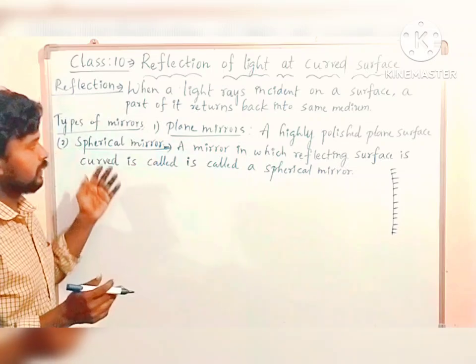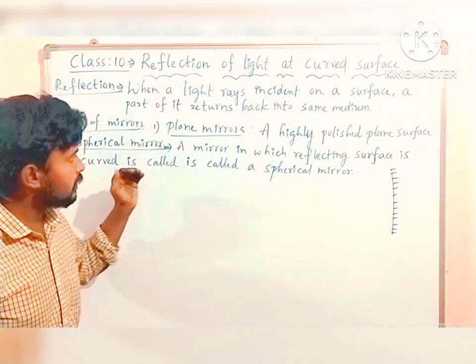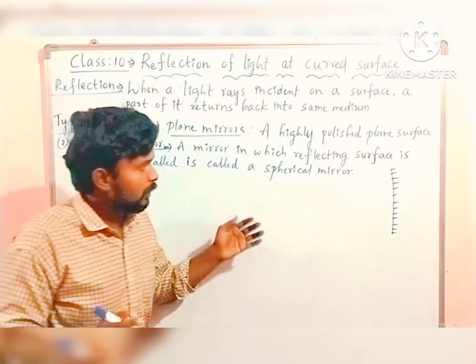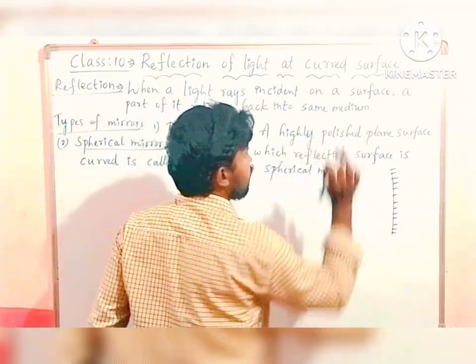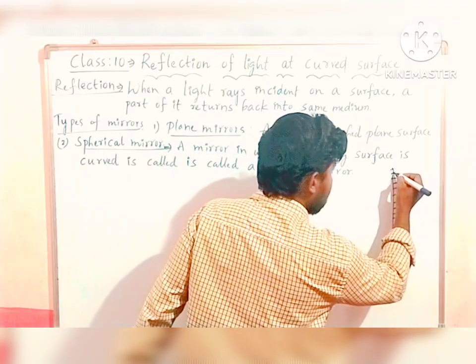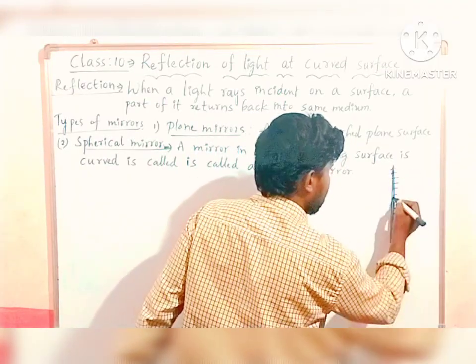Next, there are types of mirrors. One is a plane mirror. The next is a spherical mirror. So what does plane mirror mean? A plane mirror means a highly polished plane surface. Now this is a plane mirror.